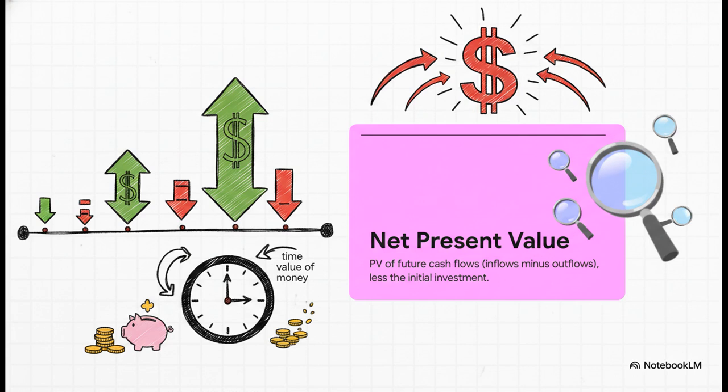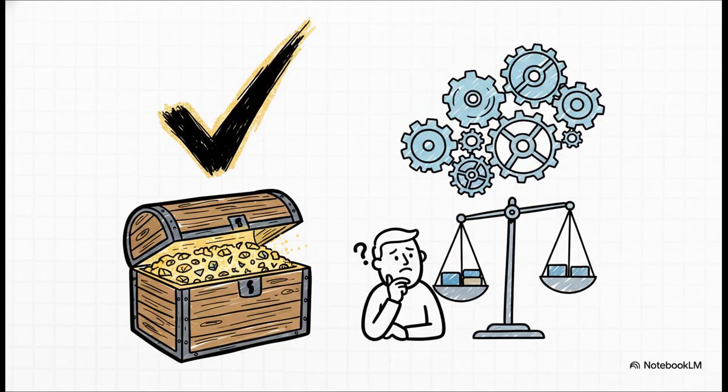The key phrase to remember here is present value. NPV inherently respects the time value of money. It recognizes the fundamental truth that $1 in your hand today is worth way more than $1 tomorrow, mainly due to inflation, risk, and opportunity cost. The golden decision rule for NPV is incredibly straightforward. If the NPV is greater than 0, you accept the project. Why? Because a positive NPV directly increases shareholder wealth by that exact dollar amount.